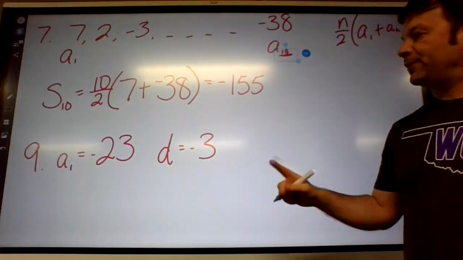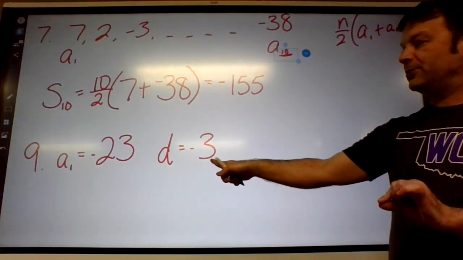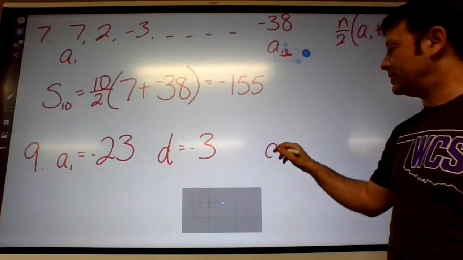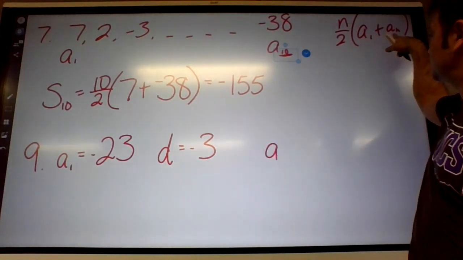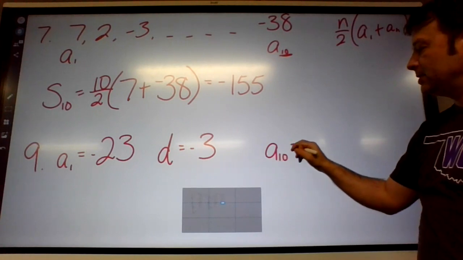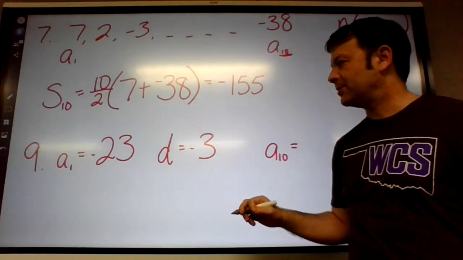All right, they give me the first term. They give me the common difference. It's going to go down by 3 every time. So what I need to figure out to use this formula is what is the 10th term. So how am I going to find the 10th term?